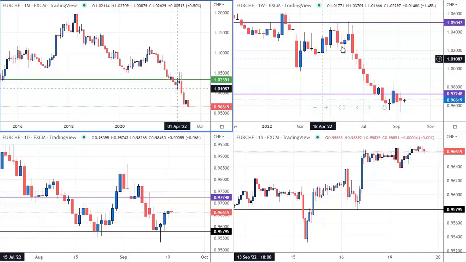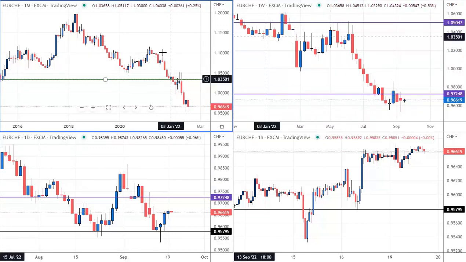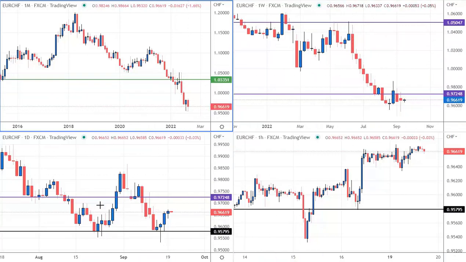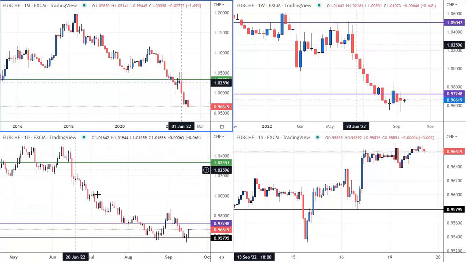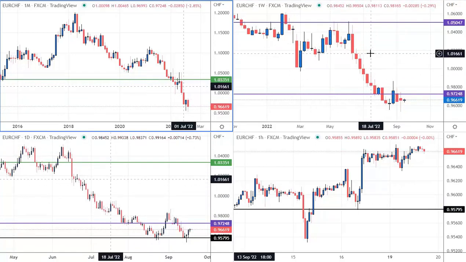In this pair, you can see this is the monthly chart on the upper left. This is the weekly chart on the upper right. The daily chart is on the lower left, and you can see they're all heading down. Okay, everything's very, very negative.